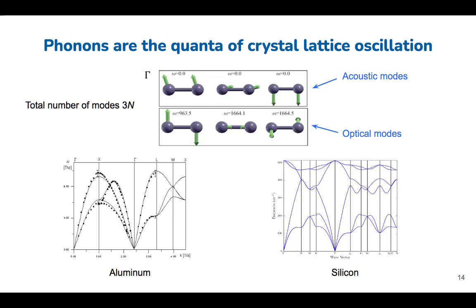But if the unit cell of your crystal has more than one atom, it can also have optical modes. So it's basically when the atoms are vibrating in the opposite direction. They can actually cancel their individual momenta, but still they have some finite energy. For example, silicon has two atoms per unit cell, and these are the optical modes. You can see that at zero momentum, they have finite energy. So depending on your requirement, what type of excitation you want to see, you can use different types of materials.